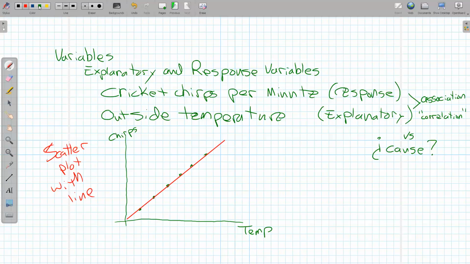Could I graph this the other way? Let's pick a different color. And put the chirps here and the temp here. Graphically, I would still see there's this linear trend to the data, but when I graph it this way, I'm claiming that the chirps are controlling the temperature. But I could have another motive in mind.